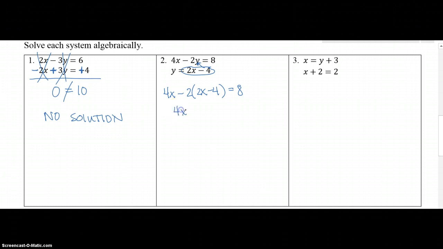Distribute, and combine like terms to solve. So you have 4x minus 4x. Those are on the same side, so you just combine like terms. 4x minus 4x is 0x, or just 0. And you have 8 equals 8. So again, your variables have all canceled out, but this time you have a true statement. So that tells you that the answer is all real numbers or infinitely many solutions.